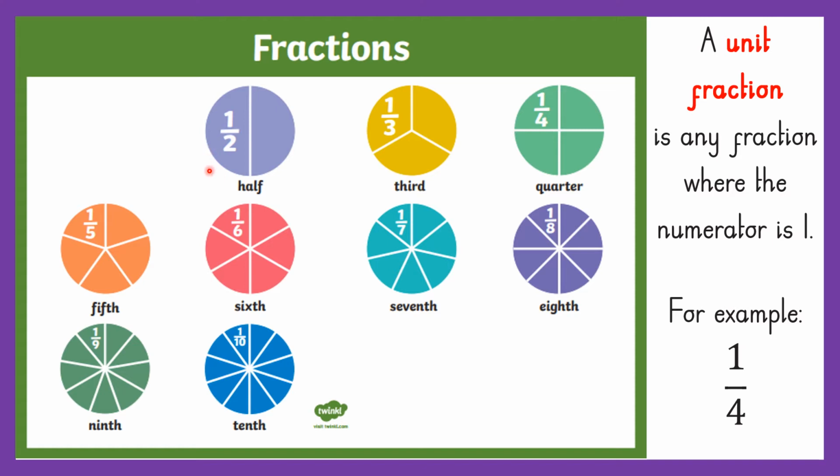We've got half, one part out of two altogether. A third, one part out of three altogether. A quarter, one part out of four altogether. A fifth, one part out of five parts altogether. A sixth, one part out of six altogether.